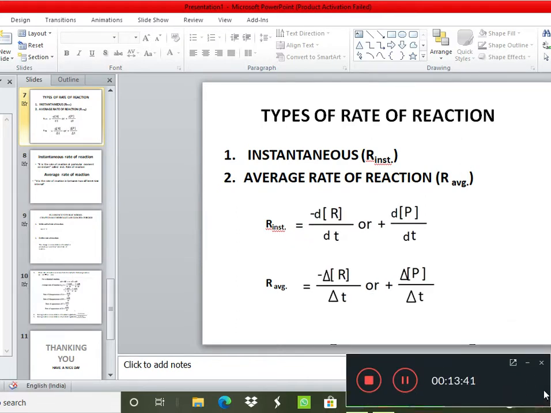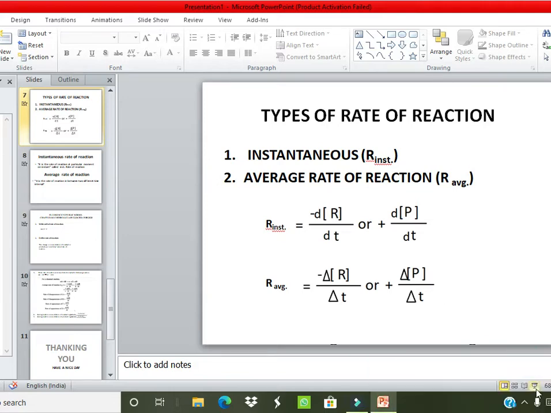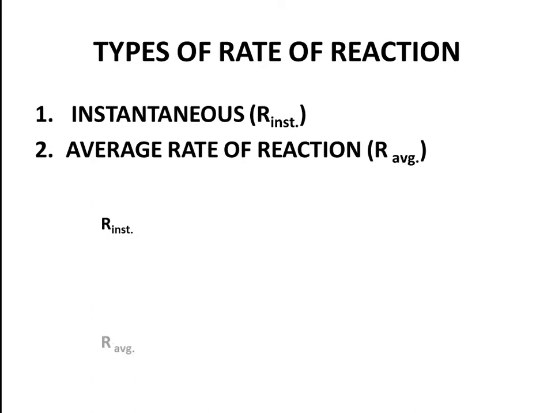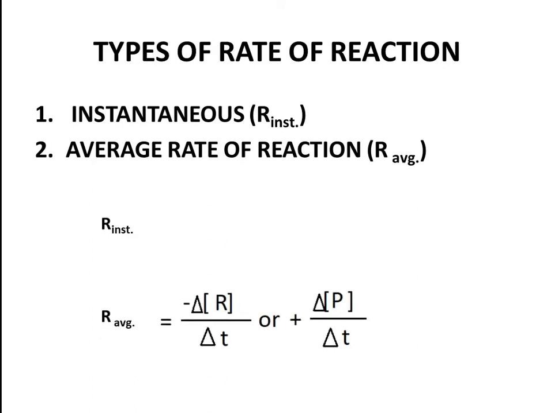Yes, you can see here. In case of instantaneous, there is a small change. That's why we put a d sign here. And there is a large change in case of average, so we have to put a del sign here. Mathematically, there is no difference. There is no effect on the numerical answer.